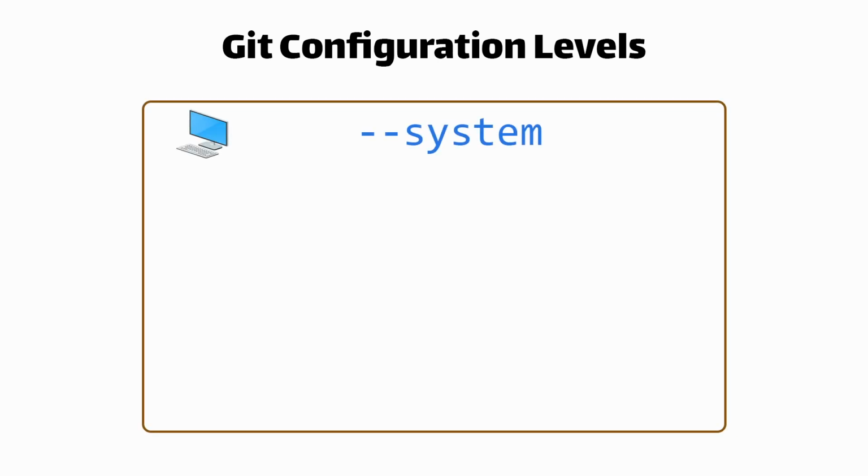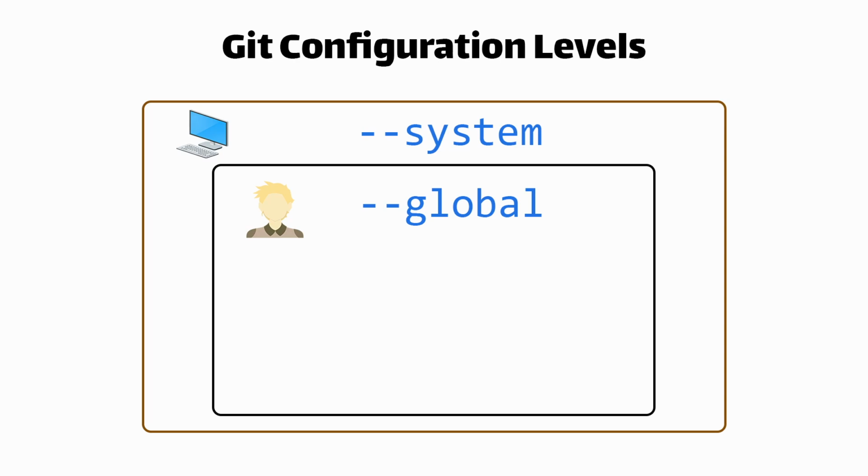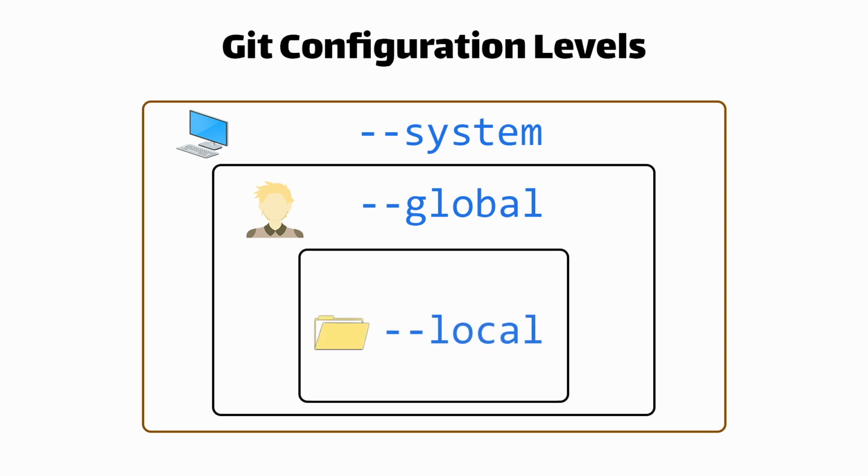Git configuration can be done at 3 different levels. The first is the system level, which affects all users on the computer. The second is the global level, which is a user-level configuration and affects all repositories created under that user. The third is the local level, which can be applied to each repository individually. Configuration done at the local level affects only that specific repository.